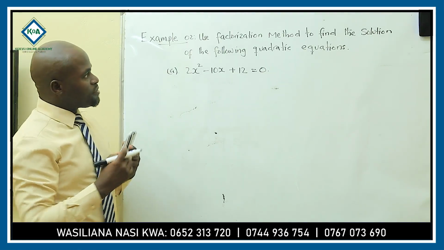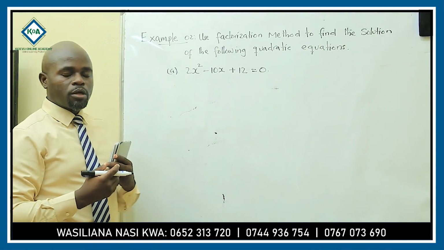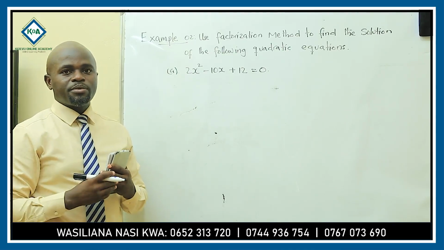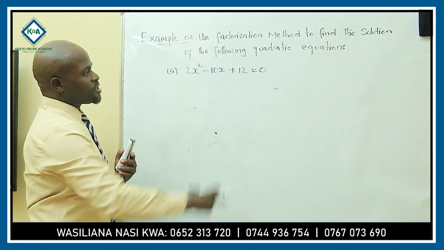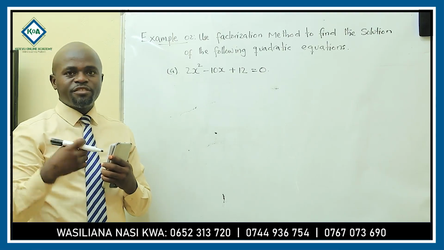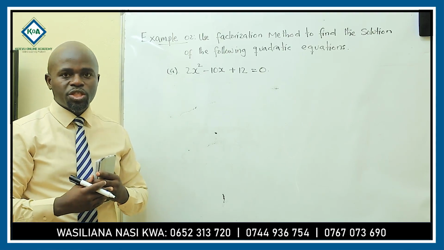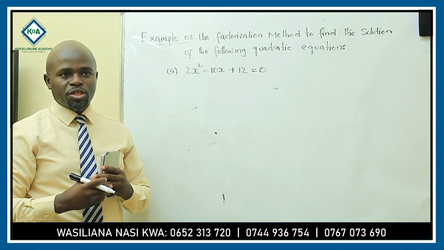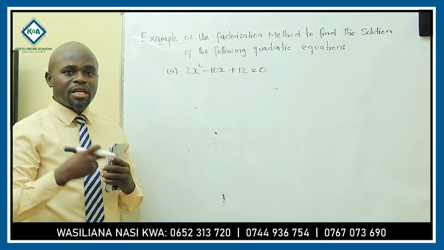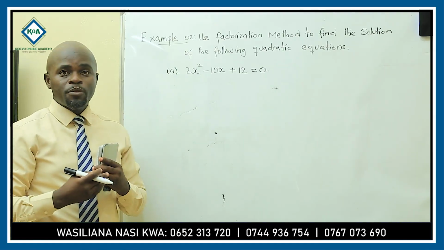As you remember, in factorization we said we have 2 steps of finding the value of the letters. The first step is to find the factors of this quadratic equation, and that is why it is called the factorization method. Then we use those 2 factors to find the solution, or to get the value of x.